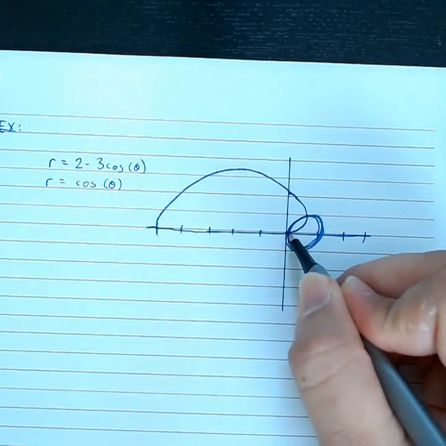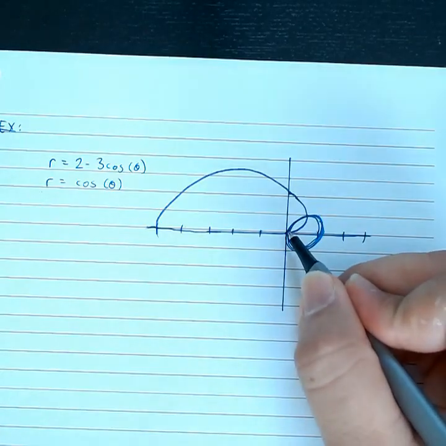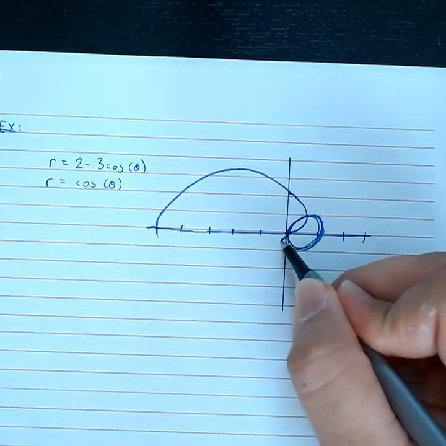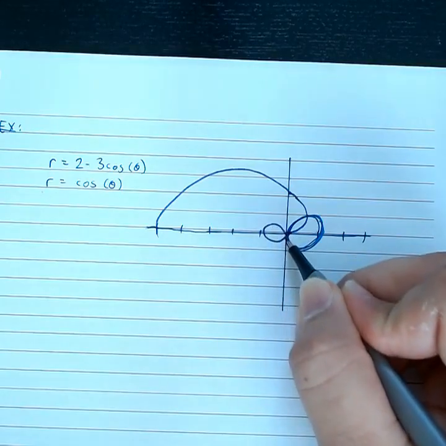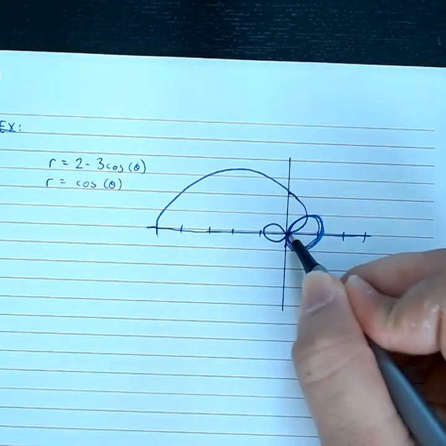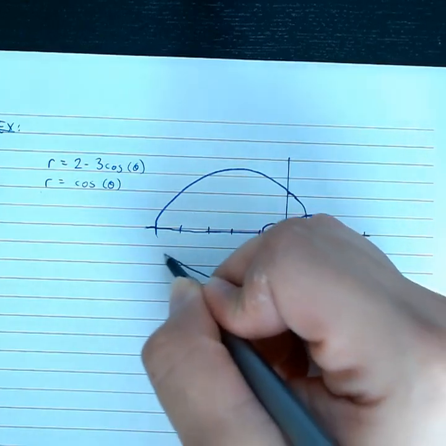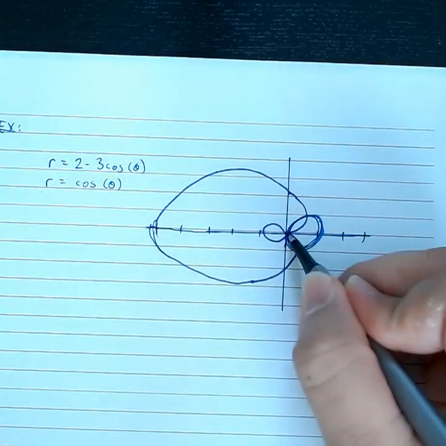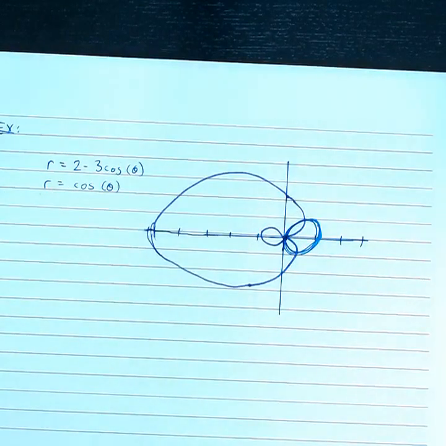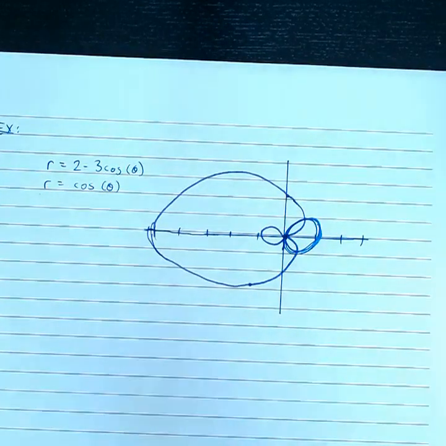And then here it'll make a sort of a, oh, what's the word for this? I guess a loop. It'll kind of loop around this way. Like that. And then come out to here. All right. So the question in this is to find the area that these two have in common.